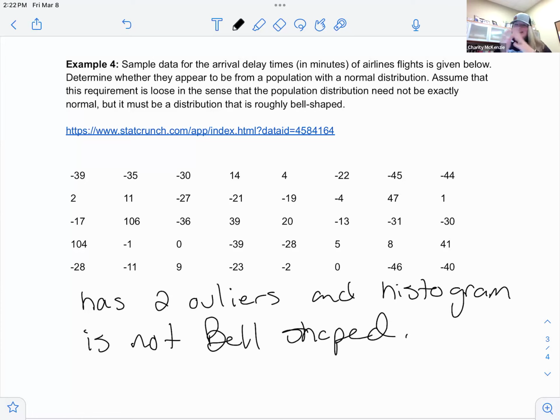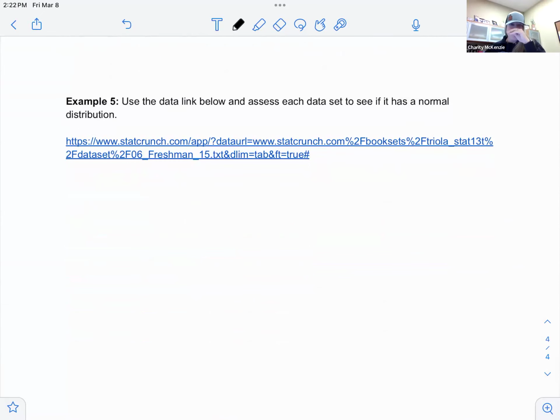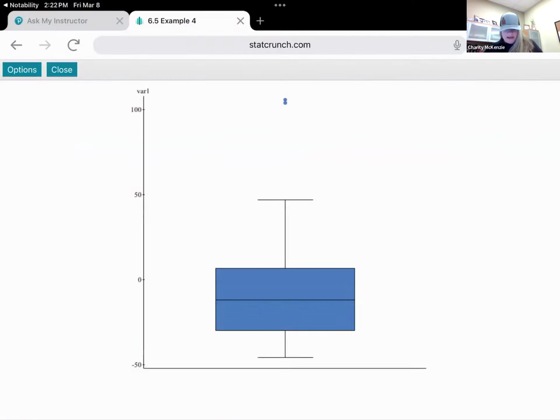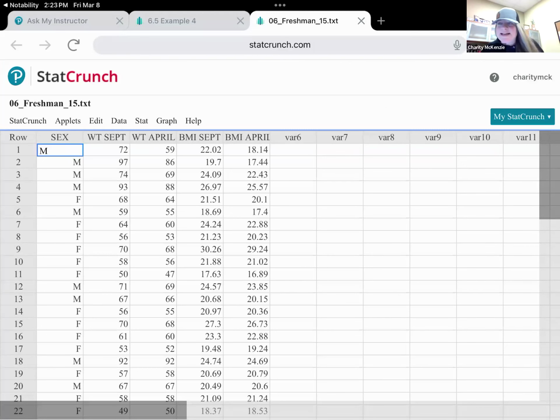All right, that's it. This is probably going to be a fast lecture and a fast homework, but it's still important. Now let's look at my last example. So we've done this data in the last lab. The data is going to be freshman 15. Did you gain that extra weight?